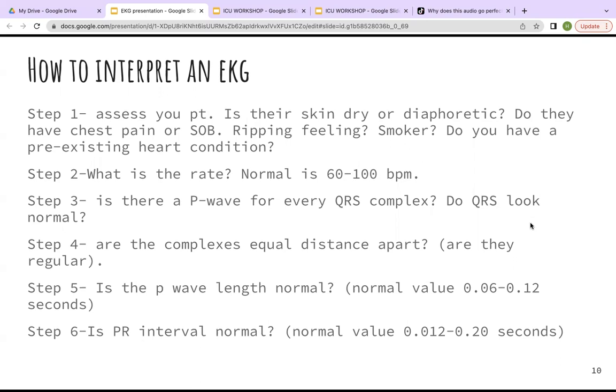Step 4, are they equal distance apart? Are they regular? If you take a tool and go from point to point on each QRS, do they have the same number of little squares in between each one? And the same for your P waves as well.